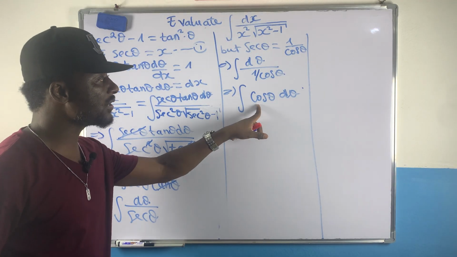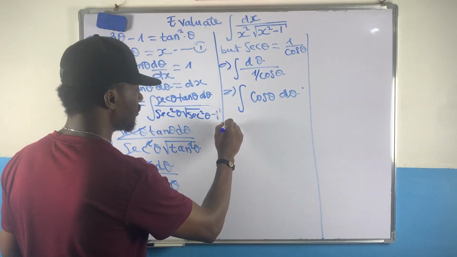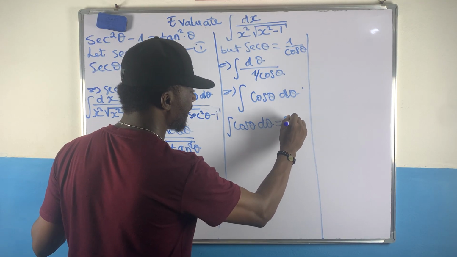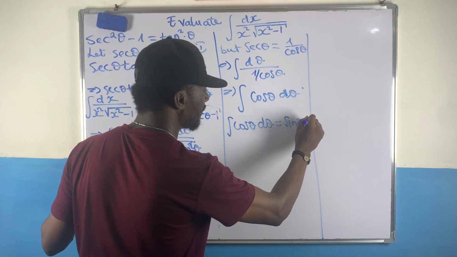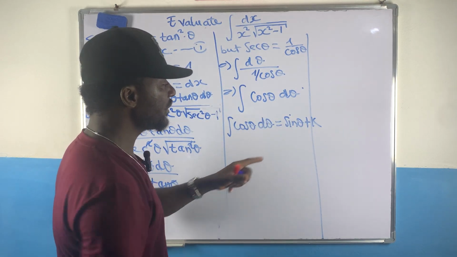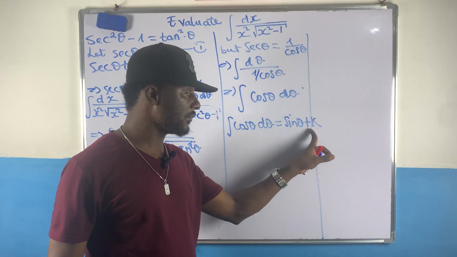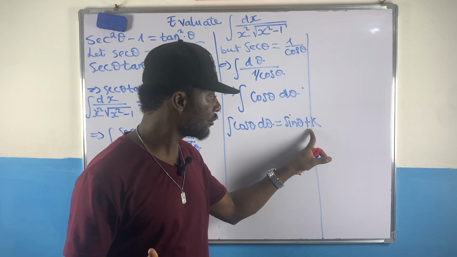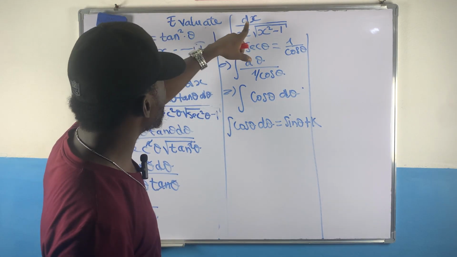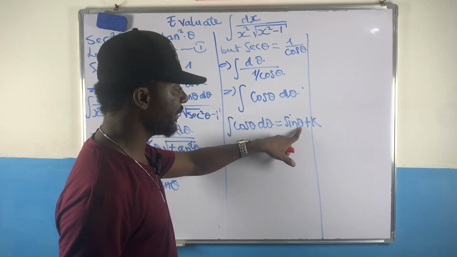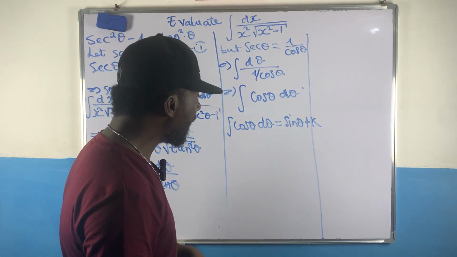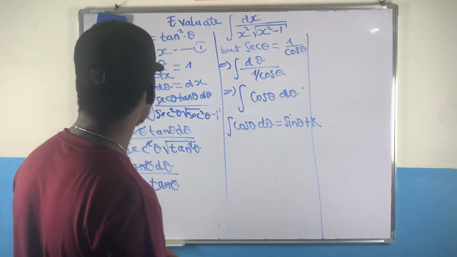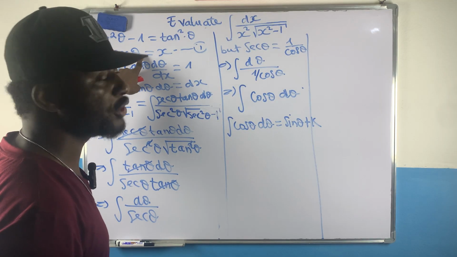Now, the integral of cos theta is sin theta. So the integral of cos theta d theta is equal to sin theta plus k. Now, some students will end at this level, thinking that they have arrived at the final integral. No, it will be wrong, because you are integrating with respect to x and not with respect to theta. So we need to come back and replace sin theta with a relationship that contains x. And how are we going to do that? Equation 1 is going to do the job for us.